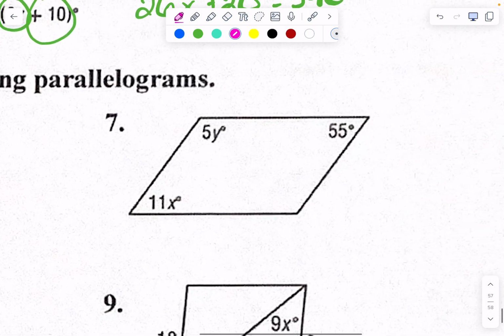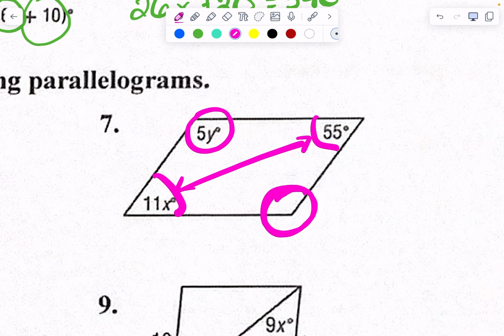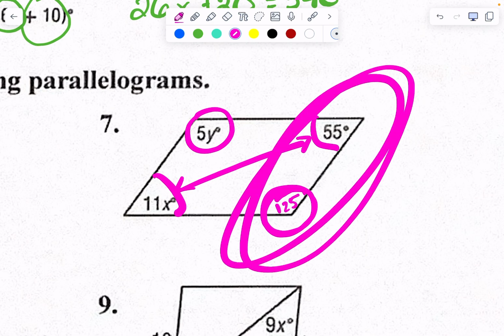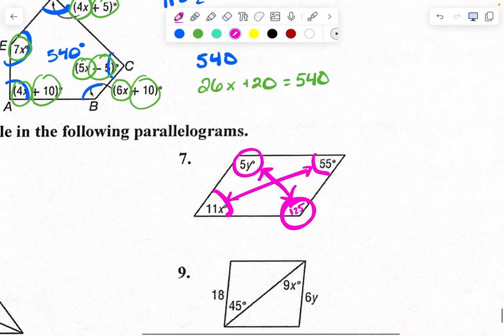All right. 7, what's the strategy there? We're doing angles. What do we know about angles of a parallelogram? 11x equals 55. This one and this one are the same. But they don't have this one labeled right here. 125. How do you know it's 125? 180 minus 50. Yeah, these two are going to add up to 180, right? Okay, so use that to solve for y. Got it? Can you do that on your own? If I get you to start?